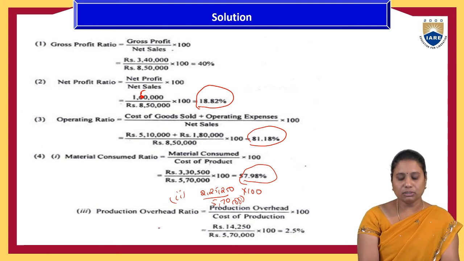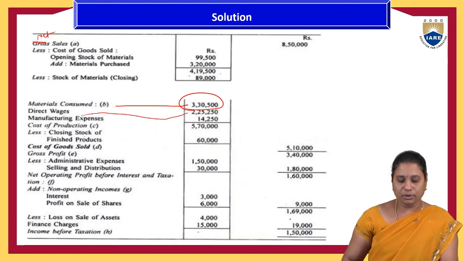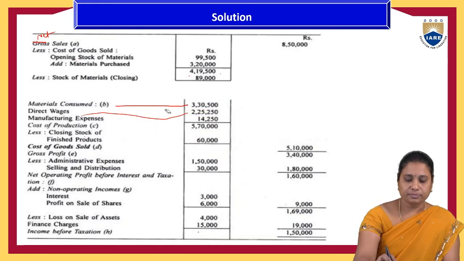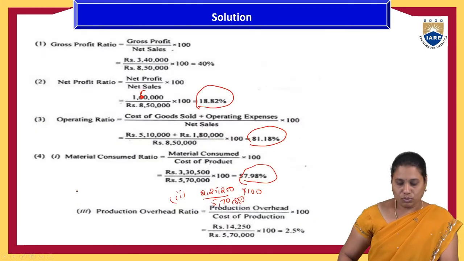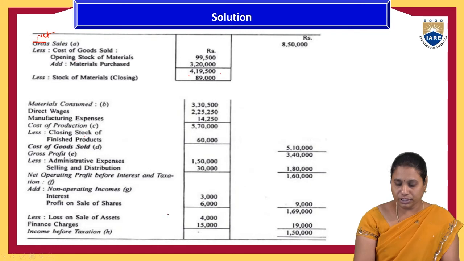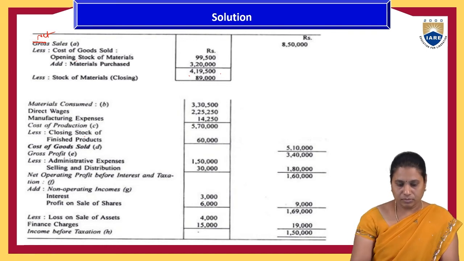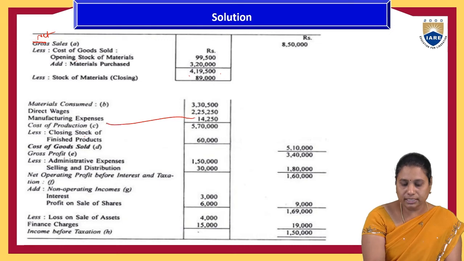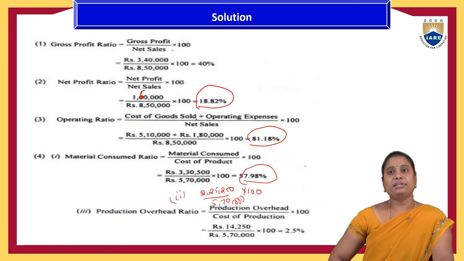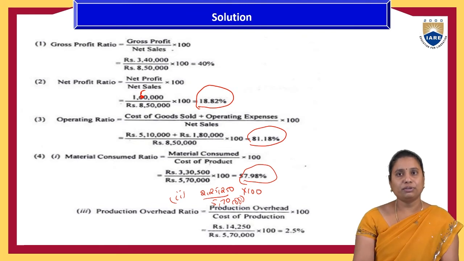And the third thing, production overheads ratio: production overheads divided by cost of the production into 100. Here the production overhead we have calculated is 14,250 rupees, divided by the cost of the production of 5,70,000. If we take that into consideration, it is 2.5% of production overheads they are using for production activities.